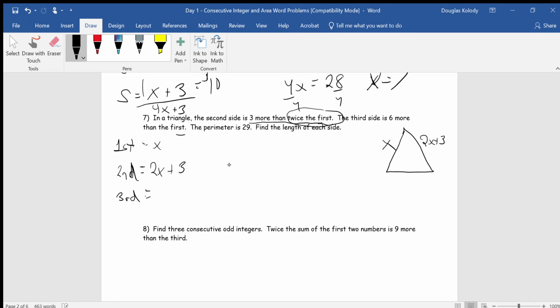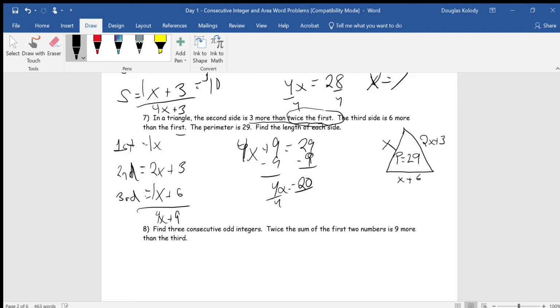The third side is 6 more than the first. So here's the first, x. 6 more than that would be x plus 6. There's my third side. So perimeter is 29, and it is the sum of the 3 sides. So x plus 2x plus x gives me 4x plus 9. So 4x plus 9 equals 29. Subtract 9 both sides, and you get 4x equal to 20. Divide by 4, and you get x equal to 5.